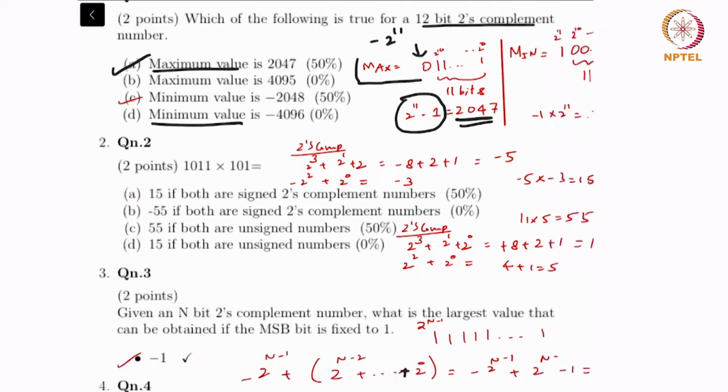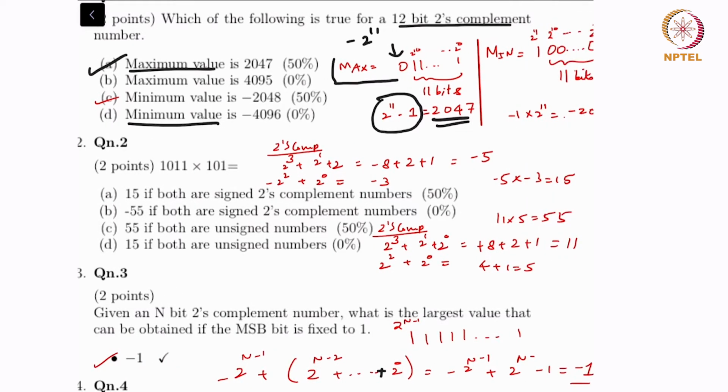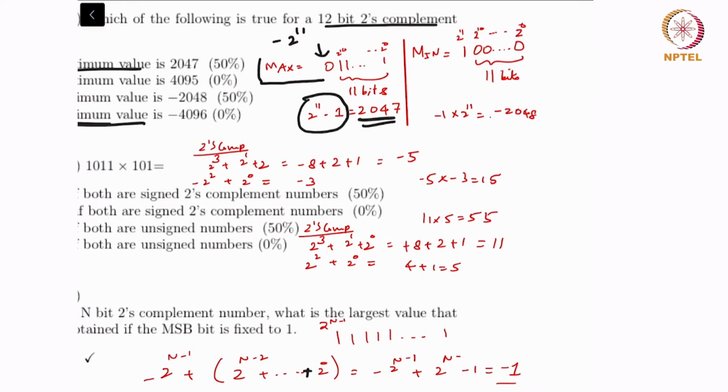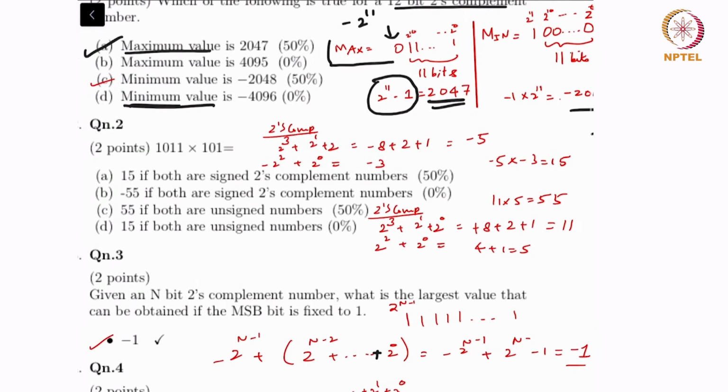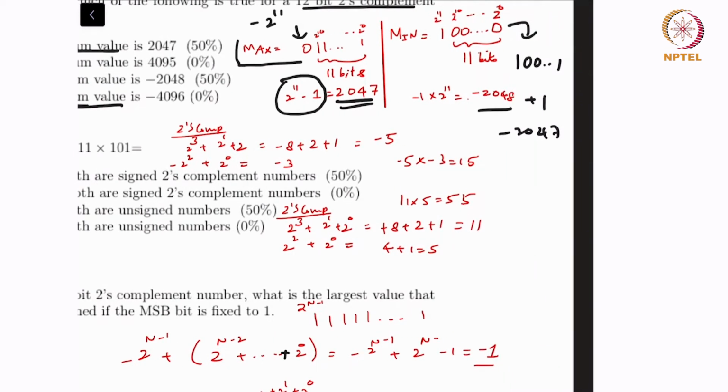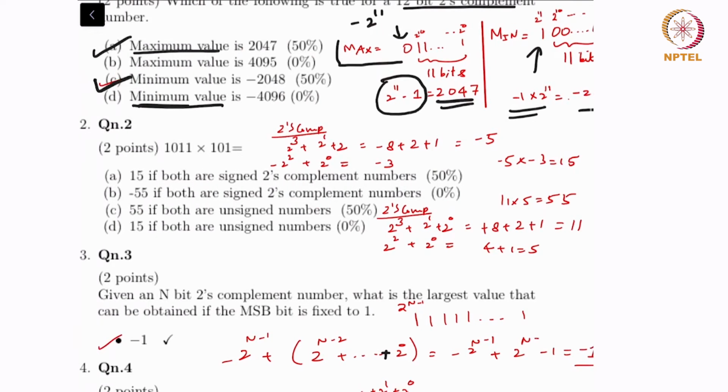The next step is to calculate the minimum value. The minimum value, as you can see, is again 1 followed by all zeros, since let's say if you have any other value, let's say 1 followed by all zeros and 1, this will still be minus 2048 plus 1, which is minus 2047. Minus 2048 is the most negative value that you can obtain here. Minus 1 into 2 power 11 is how you calculate this, as this is the first bit. So the answer is minus 2048 and option C is right.